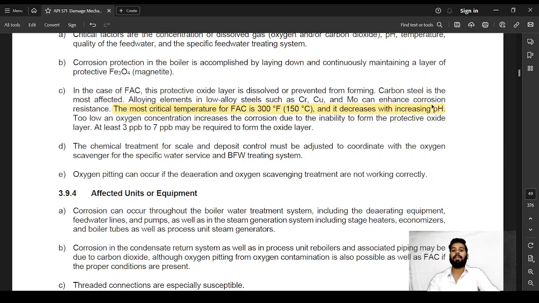The most critical temperature for flow accelerated corrosion is 150 degrees Celsius, and it decreases with increasing pH. So as your pH keeps increasing, if at normal pH the critical temperature is 150 degrees Celsius, then if your pH increases, this temperature would come down. Too low an oxygen concentration increases the corrosion due to inability to form the protective oxide layer, that is the magnetite layer. At least 3 parts per billion to 7 parts per billion may be required to form an oxide layer.